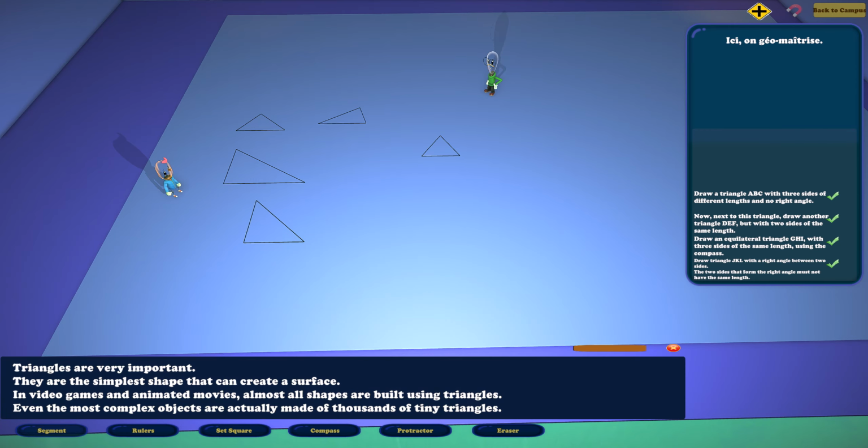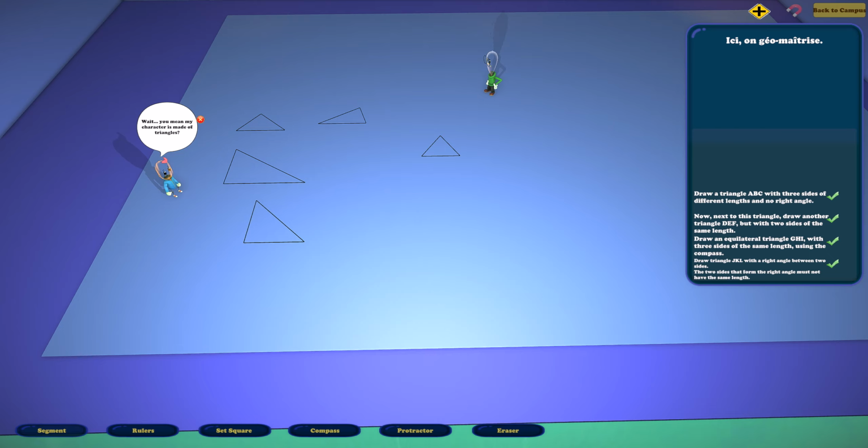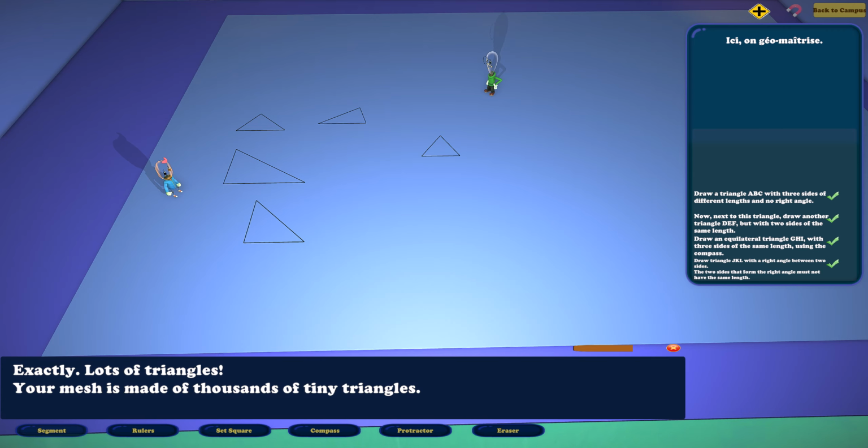Triangles are very important. They are the simplest shape that can create a surface. In video games and animated movies, almost all shapes are built using triangles. Even the most complex objects are actually made of thousands of tiny triangles. Exactly, lots of triangles. Your mesh is made of thousands of tiny triangles.